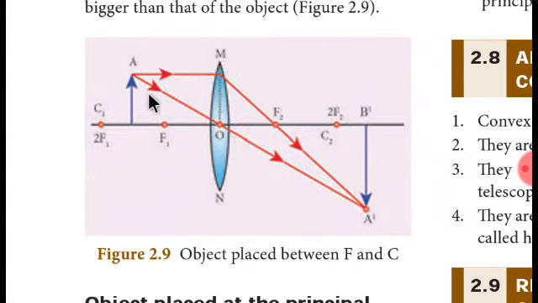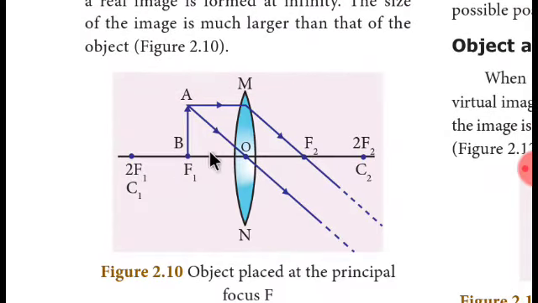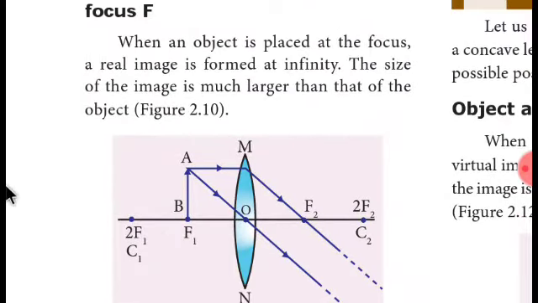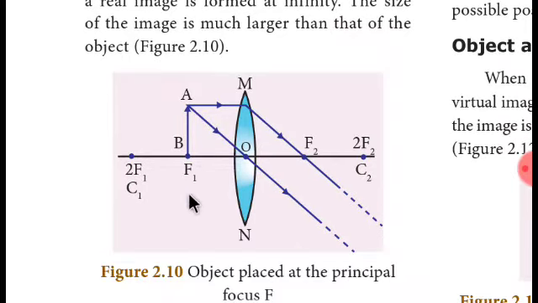Image size is very much bigger than object size, so magnification happens. And here we saw the infinity object, the rays are coming parallel to the principal axis and they are going to meet at focus. And what they did here is that they kept the object at focus and the image will be formed at infinity, so the magnification is very, very high, right?